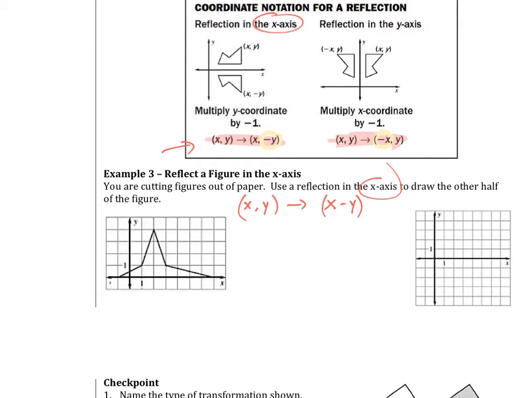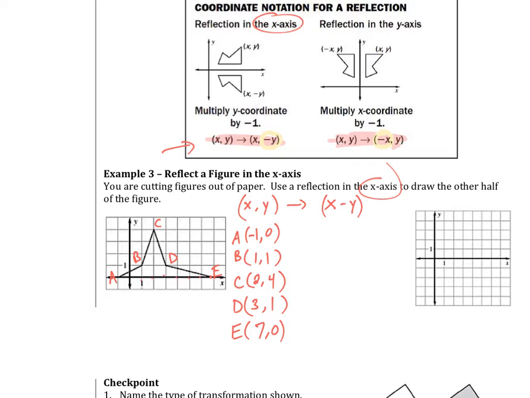Okay, so I'm going to label these points A, B, C, D, and E. Okay, A is at negative 1, 0. B is at 1, 1. C is at 2, 4. D is at 3, 1. And E is at 7, 0, I believe. So those are the points.